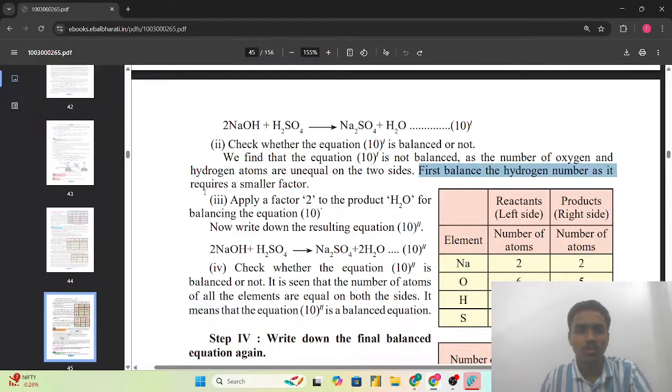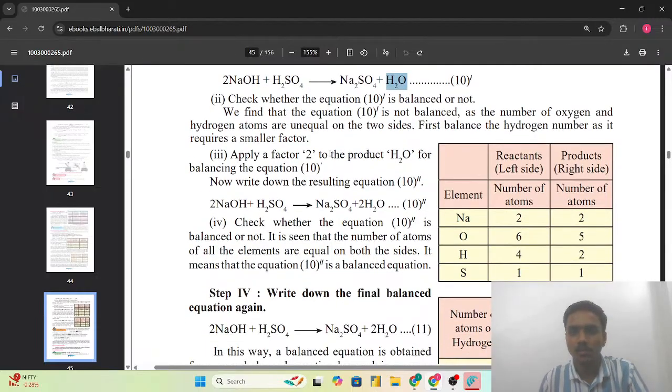First balance the hydrogen number as it requires a smaller factor. तो हाइड्रोजन का हमें सबसे पहले बैलेंस करना पड़ेगा. So applying a factor 2 to the product H2O for balancing the equation 10. Now write down the 10 double dash, that is 2NaOH plus H2SO4 gives Na2SO4 plus 2H2O.